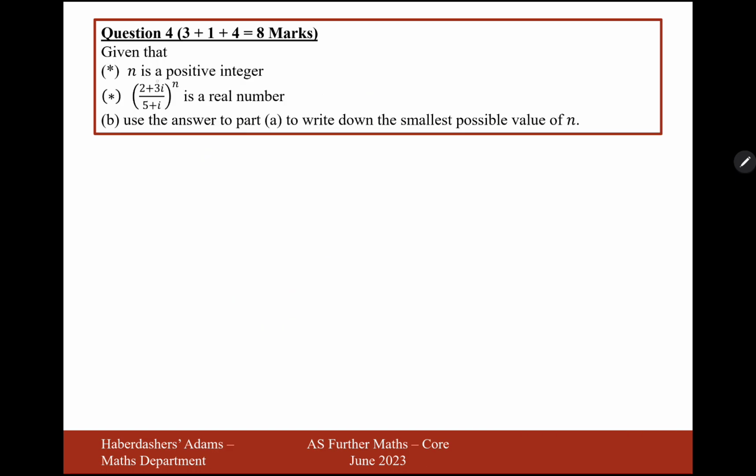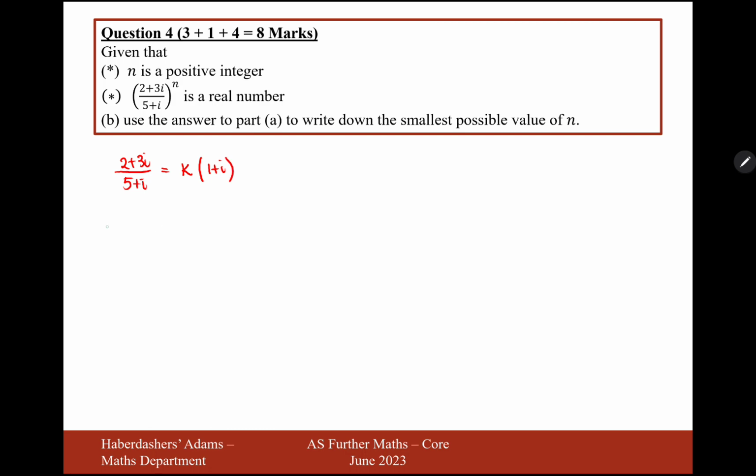Okay, given that n is a positive integer and ((2 + 3i)/(5 + i))^n is a real number, use your answer in part A to write down the smallest possible value of n. So I know that (2 + 3i)/(5 + i) can be rewritten as k lots of 1 plus i.